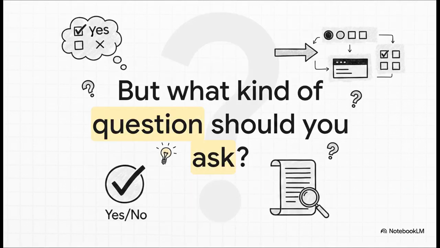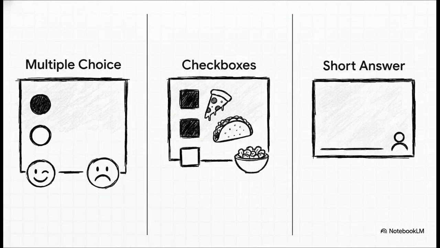Okay, so this is where you need to put your thinking cap on for just a second. The type of question you pick really depends on the answer you're trying to get. Are you looking for a simple yes or no? Or do you need something a little more detailed? Let's check out the most common ones. So you gotta pick the right tool for the job. If you're asking, will you be there? Multiple choice with yes and no is perfect. If you're asking, what food toppings do you want? Checkboxes are great because people can pick pepperoni and mushrooms and olives. And of course, for things like names or comments, short answer is your go-to.